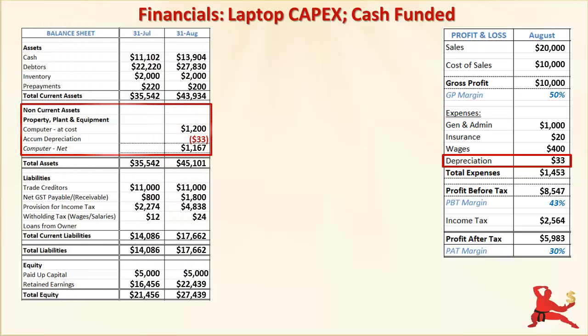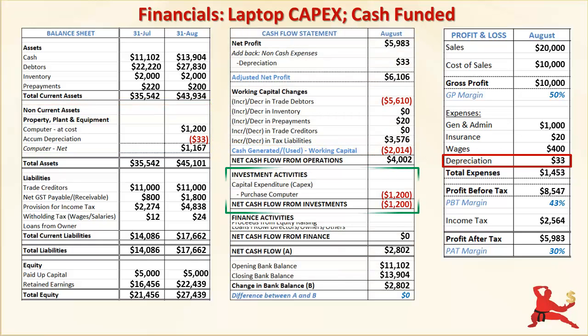Your balance sheet will show the computer under non-current assets in a category which is either called fixed assets or property, plant, and equipment. You'll see the cost of the computer, that's the $1,200, followed by a negative number called accumulated depreciation. This is the cumulative depreciation expense associated with the computer. So far, we have only 1 month's depreciation expense. The accumulated depreciation reduces the value of the computer in your books. So the net book value of the computer at the end of month 8 is $1,167.